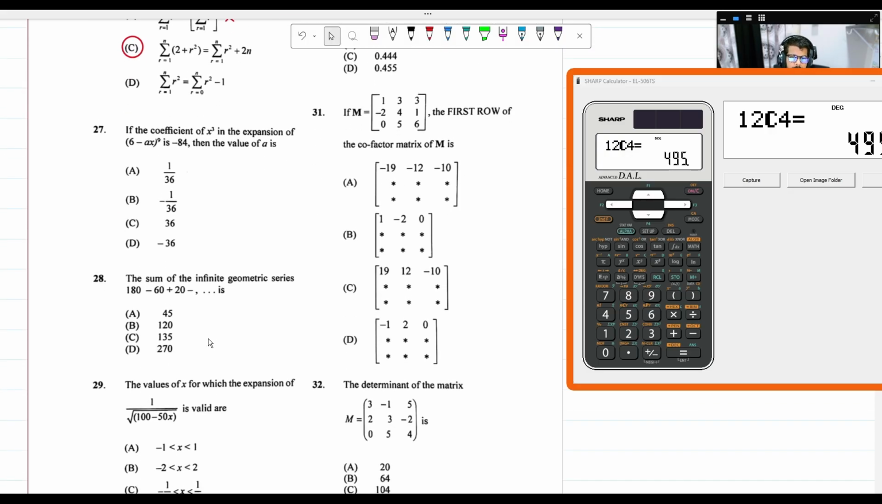Number 27. If the coefficient of x cubed in the expansion of this is negative 84. So the coefficient of x cubed in this expansion is negative 84.